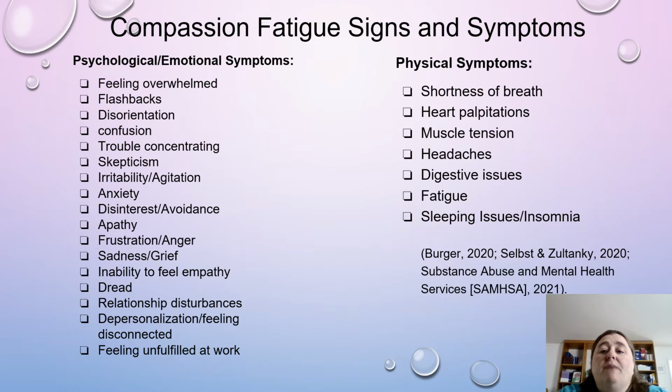These signs and symptoms may impact the practitioner's work performance, resulting in potential absenteeism, diminished work performance, tardiness, and the overuse of sick days.